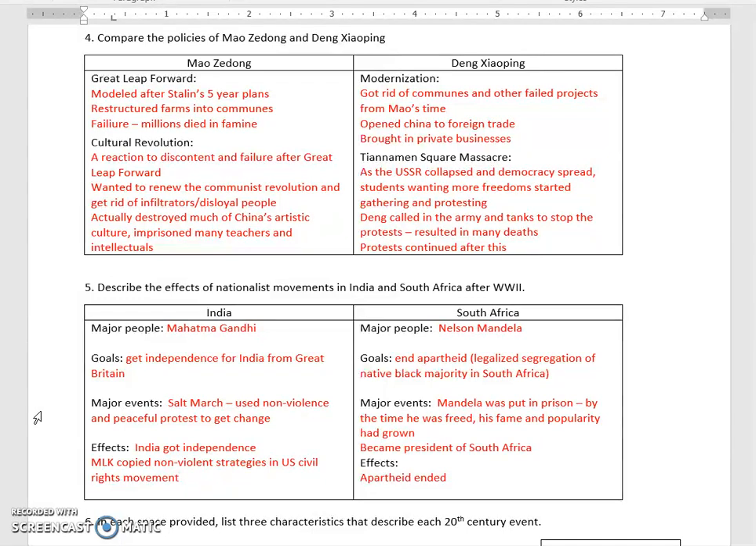He then created the Cultural Revolution, which was really trying to restore and renew the communist revolution and get rid of anybody who was disloyal. The problem with the Cultural Revolution is it actually destroyed much of China's culture and imprisoned teachers and intellectuals, the people who could actually administer events, and left China with more mindless governmental robots, is the way I like to view it. After Mao, Deng Xiaoping came to power.